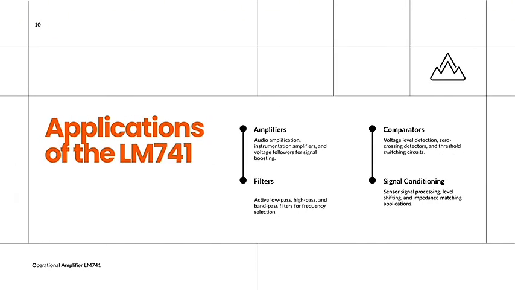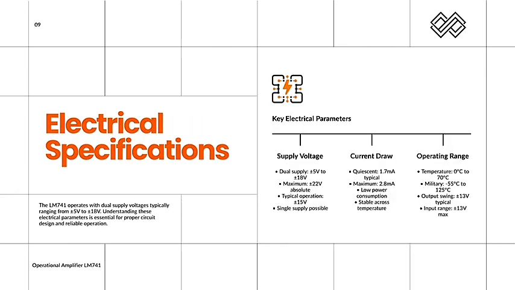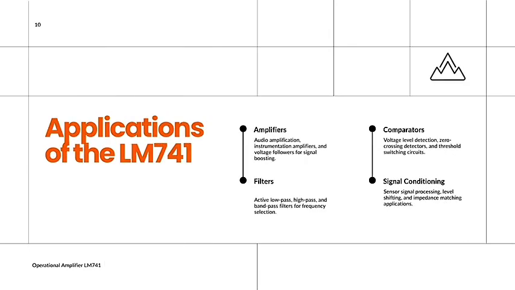The power supply rejection ratio, or PSRR, indicates how sensitive the output is to variations in the power supply voltage. Ideally, changes in the supply voltage should not affect the output signal. For the LM741, the PSRR typically ranges from about 86 to 96 decibels. This parameter is important in systems where the power supply may not be perfectly stable.